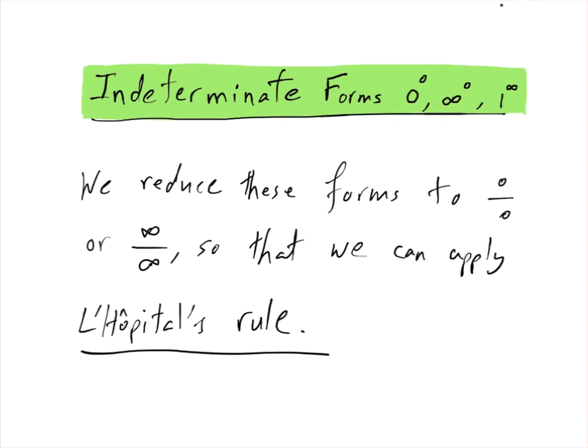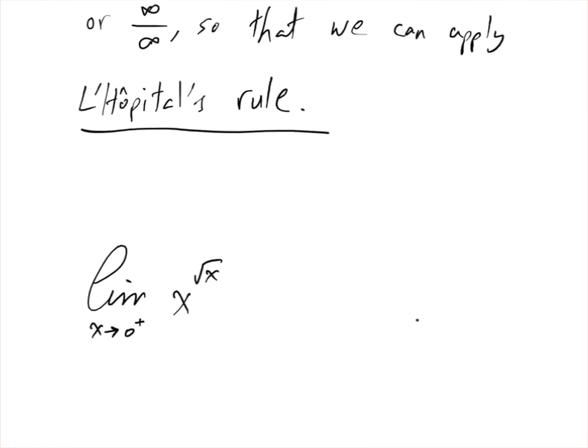Now let's consider these types of limits. The 0 to the 0, infinity to the 0, and 1 to the infinity types of indeterminate forms. These should be reduced to 0 over 0 or infinity over infinity, so we can use L'Hopital's rule. Here's an example.